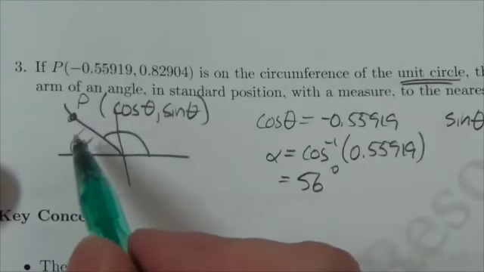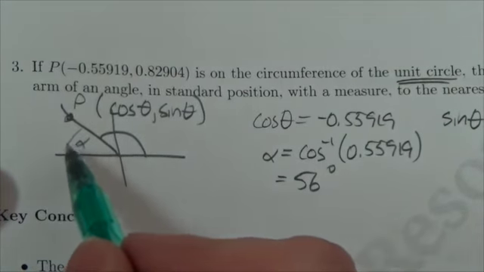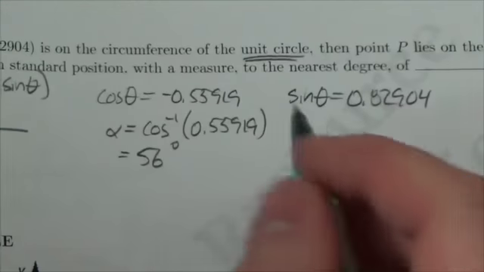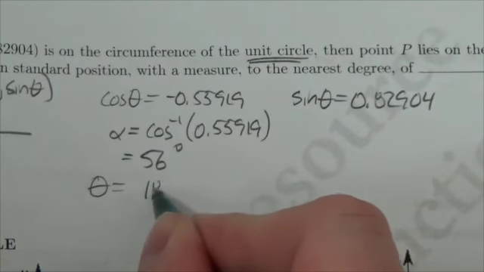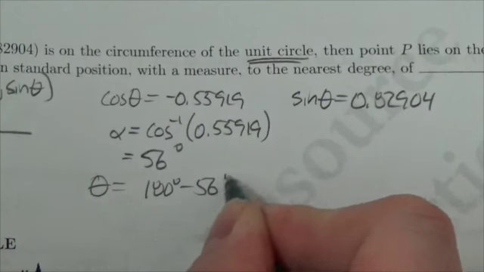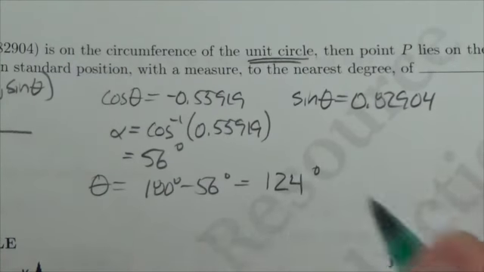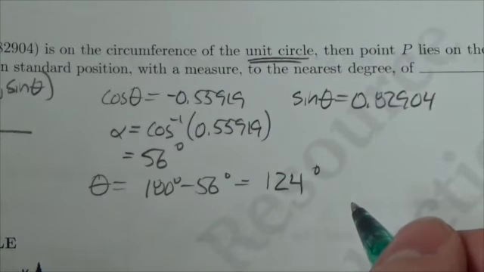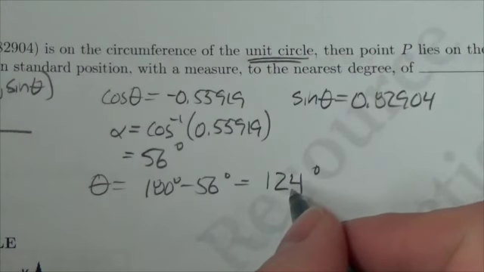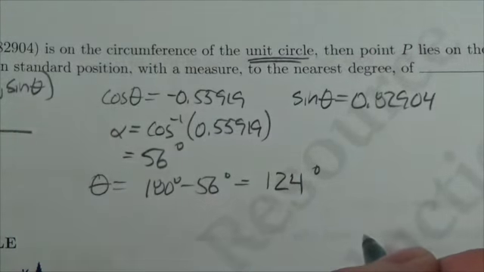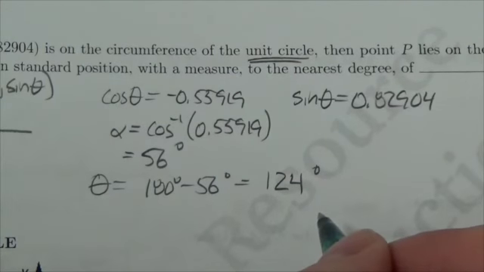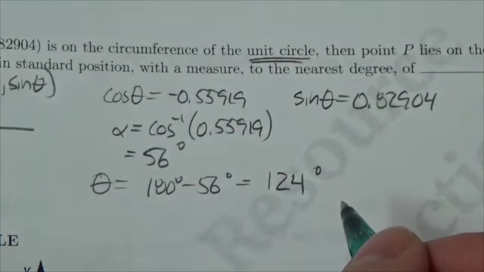Now that's 56 degrees as a reference angle in quadrant 2. So to get theta, I have to go 180 degrees minus 56 degrees, and that will give me 124 degrees. Is that right? Just want to make sure I double check, because I did that calculation wrong before. I just want to make sure I get that right there. Yeah, 124 degrees. There we go.